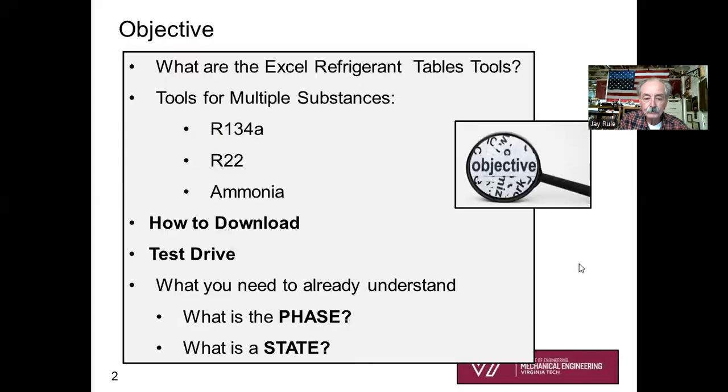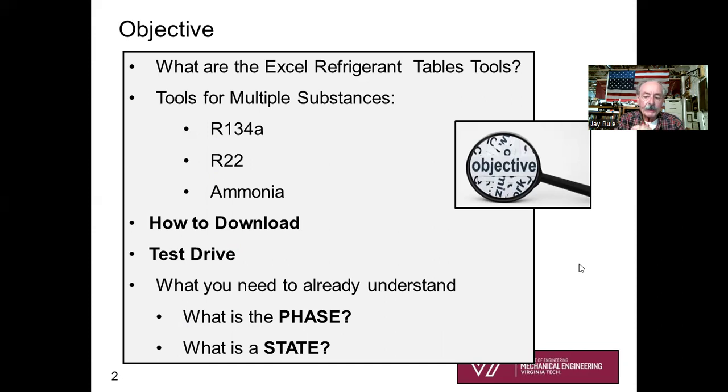So let's go ahead and get started and see how you can access these thermodynamic property tables in Excel. Yes, my memory was correct. And so I'm going to show you the 3 different Excel files of refrigerant tables tools for R134A, R22, and ammonia. I'm going to try to show you how to download those files from Jay's Toolbox. Give you a little test drive. How can these files work for you right out of the box?